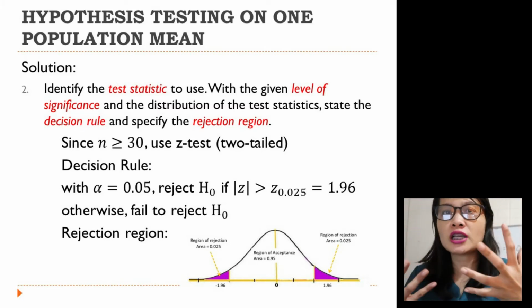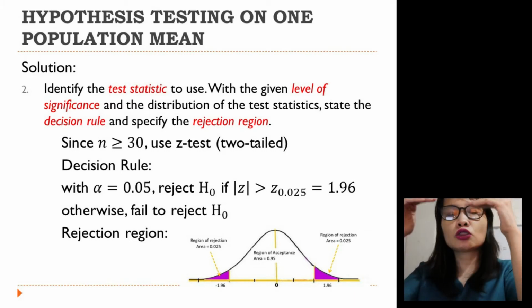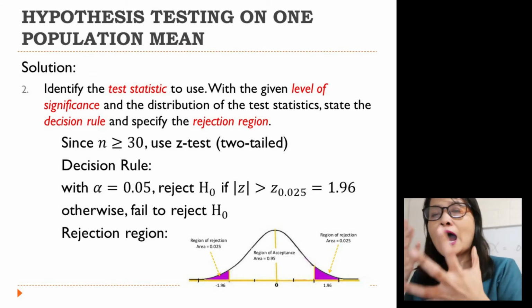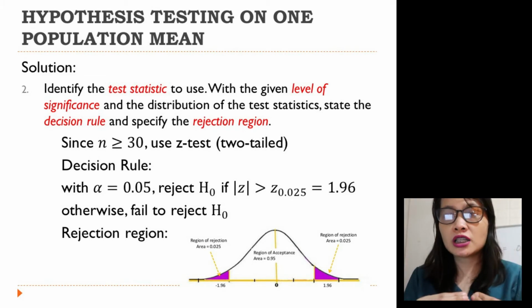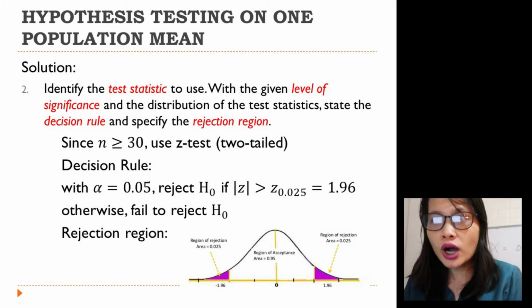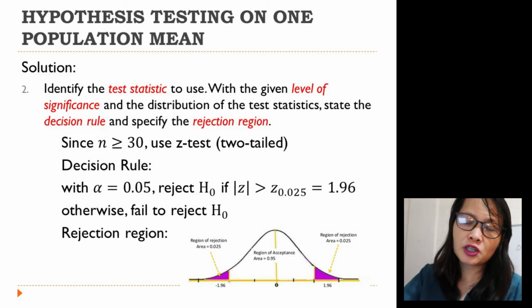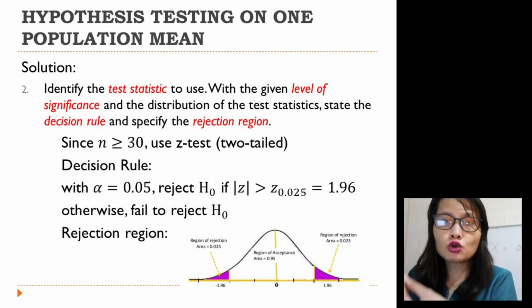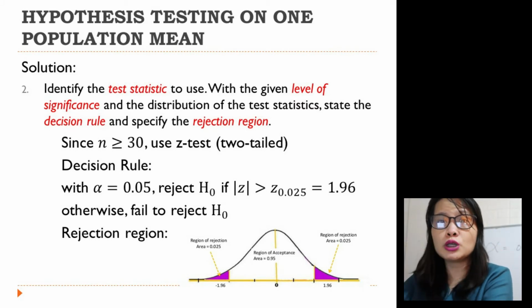So kapag yung sample size is greater than or equal to 30, we will be using z-test. Kapag less than 30 naman, t-test. But how do we determine if it is one-tailed or two-tailed? Kapag two-tailed, meaning your alternative hypothesis is non-directional. Non-directional meaning it's not equal. So since your alternative hypothesis is mu is not equal to 16, that is non-directional, so we will be using two-tailed.